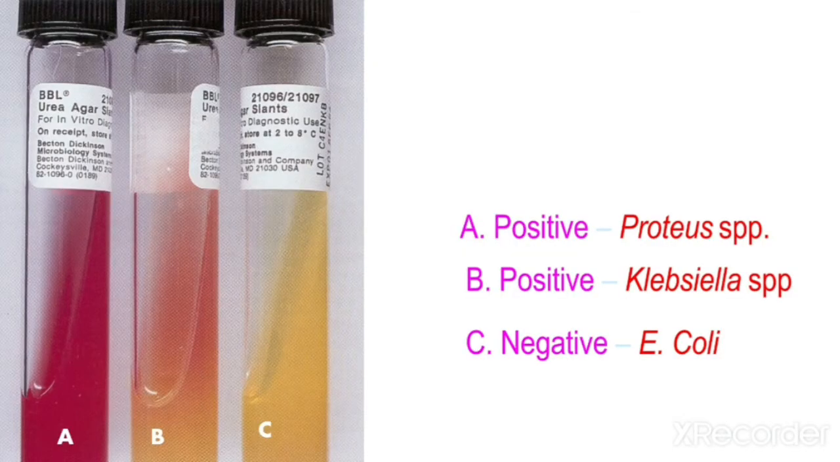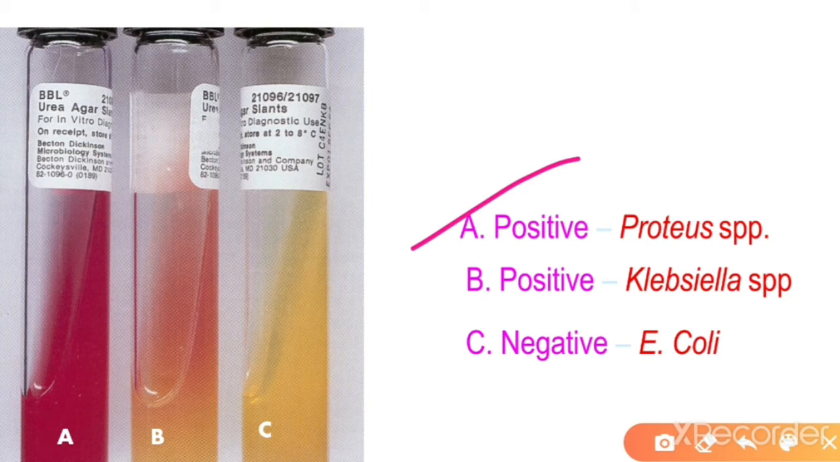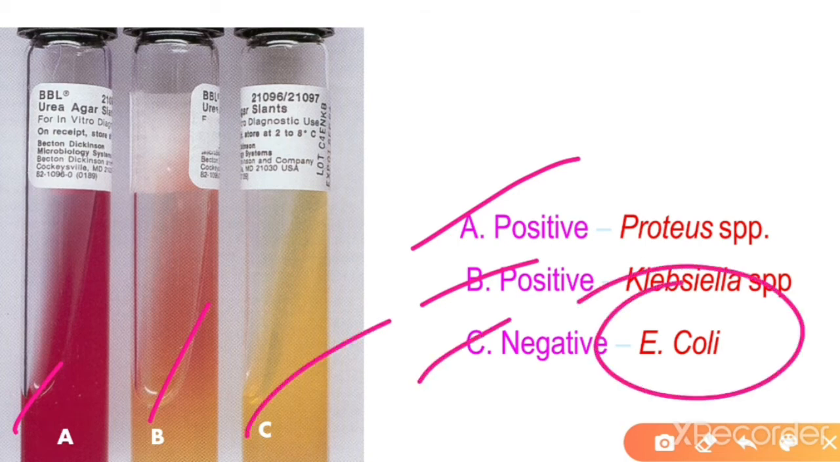Now see, these are the results. A, positive results for Proteus species, color change. B, Klebsiella pneumoniae, positive results, there is slightly color change. C, negative for Escherichia coli, there is no color change.